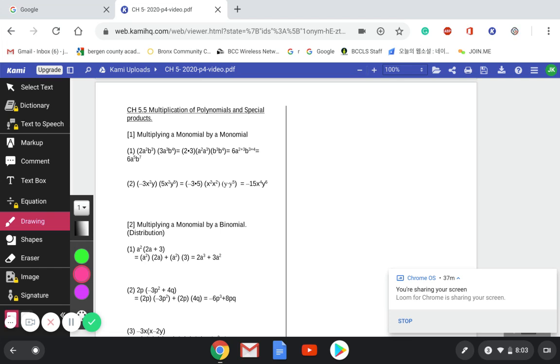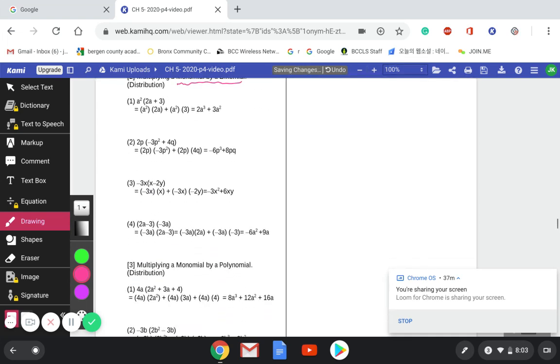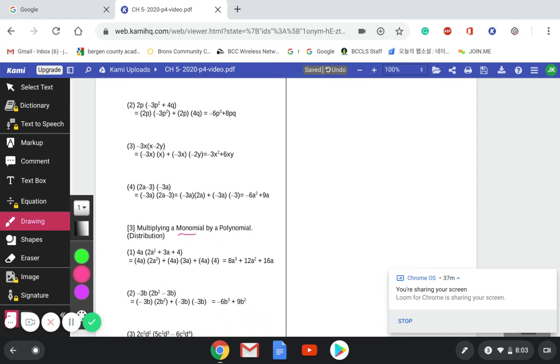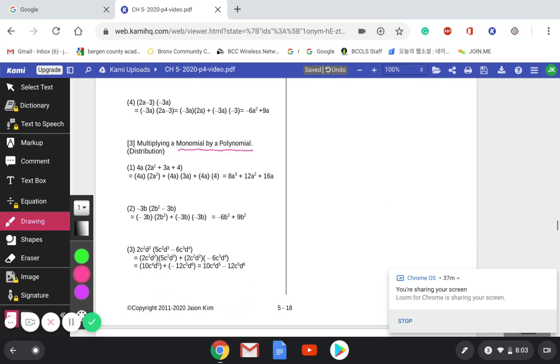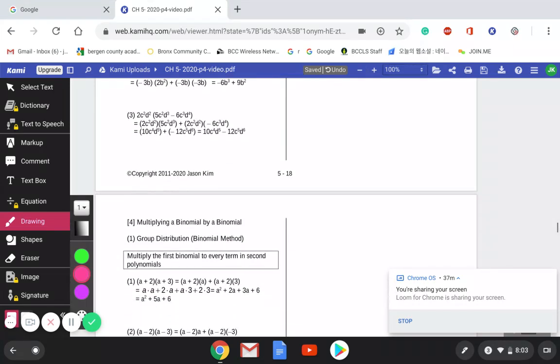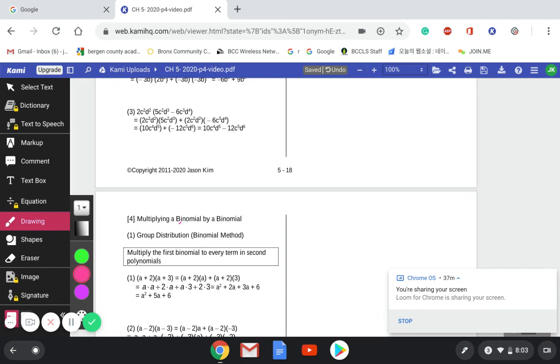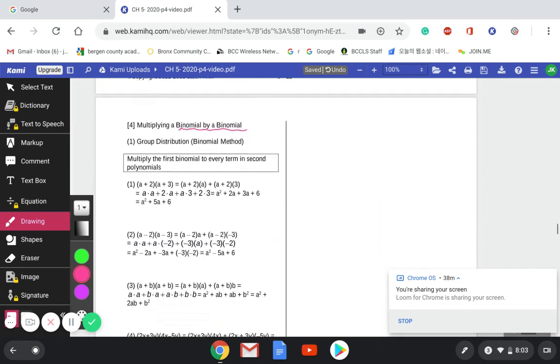Now, chapter 5.5 is multiplication of polynomial and special product. There are several different types of multiplication. First type is monomial multiplied by monomial. Second type is monomial multiplied by binomial. And third type is monomial by polynomial. And then fourth type is binomial by binomial.